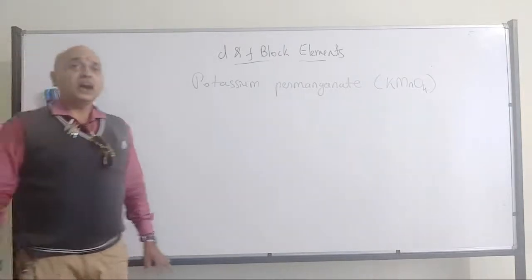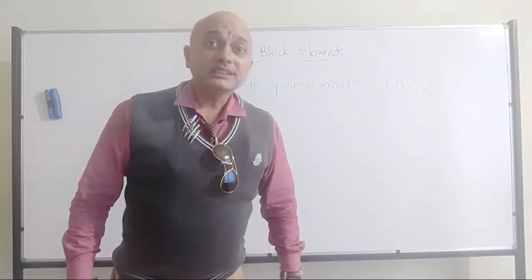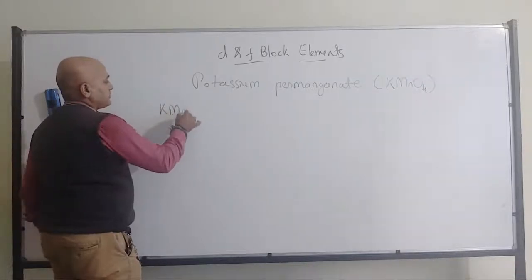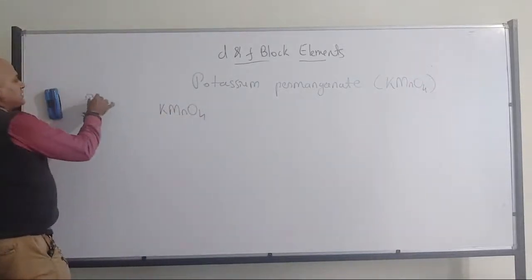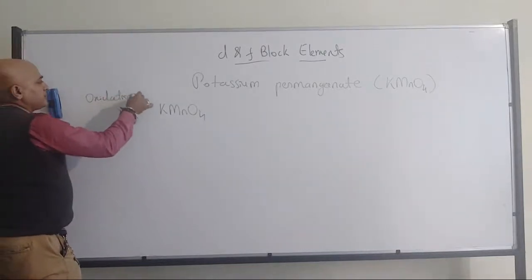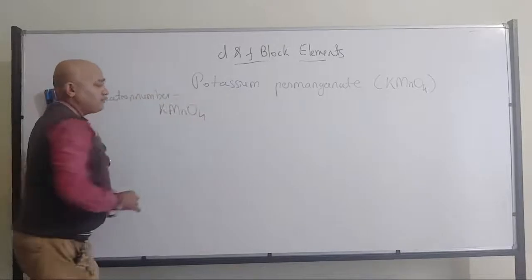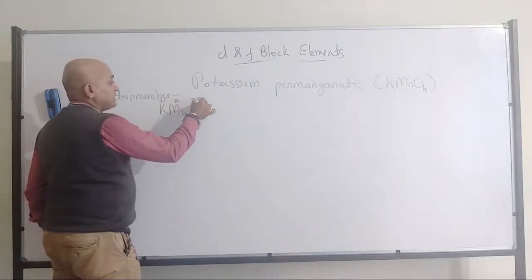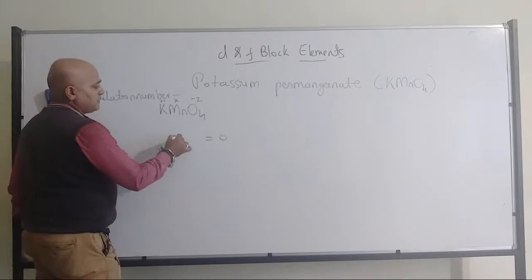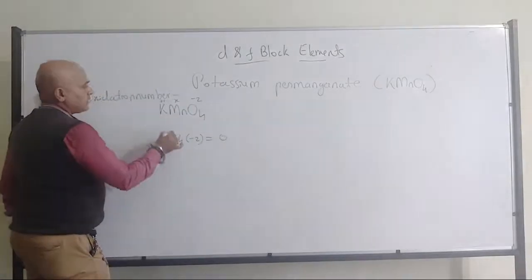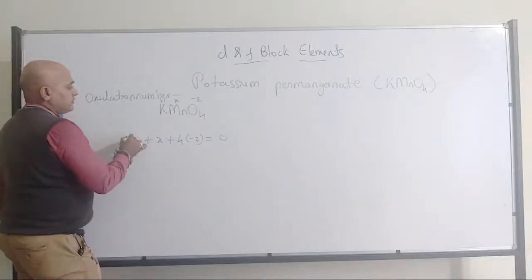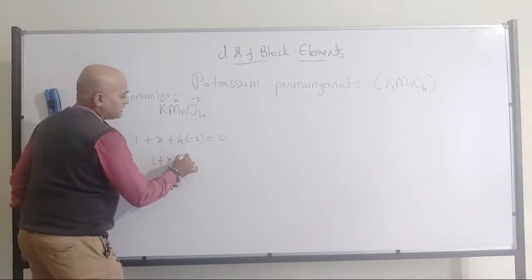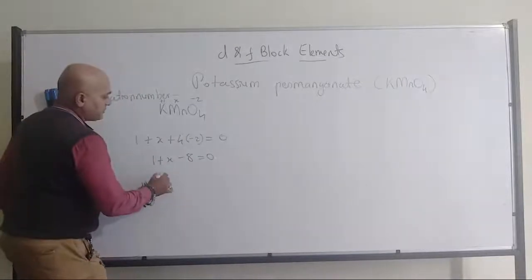KMnO4. Now you should tell me what is the oxidation number of manganese in potassium permanganate. So oxidation number calculation of manganese, right? Mayank has already given the answer. Here it is plus 1, x, minus 2. So no charge, so equal to 0. 4 into minus 2 plus x plus 1, because 1 potassium is there. So it will become 1 plus x minus 8 is equal to 0.